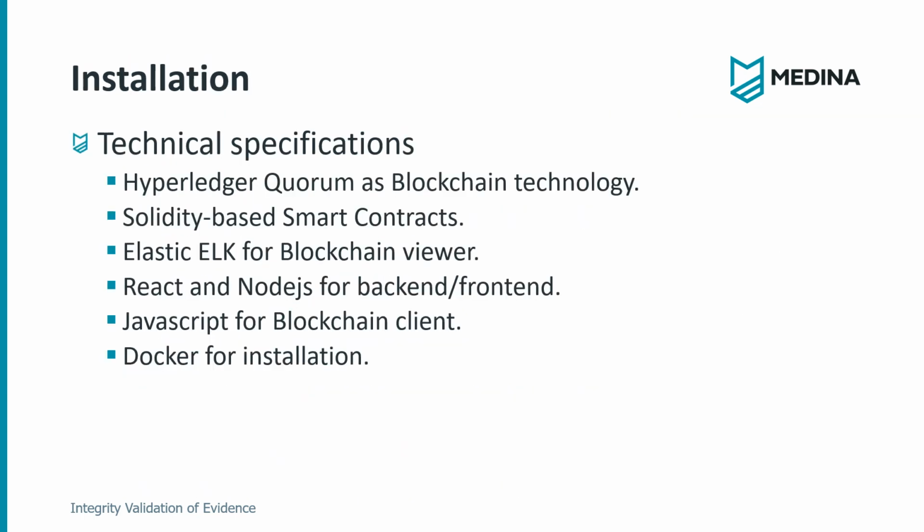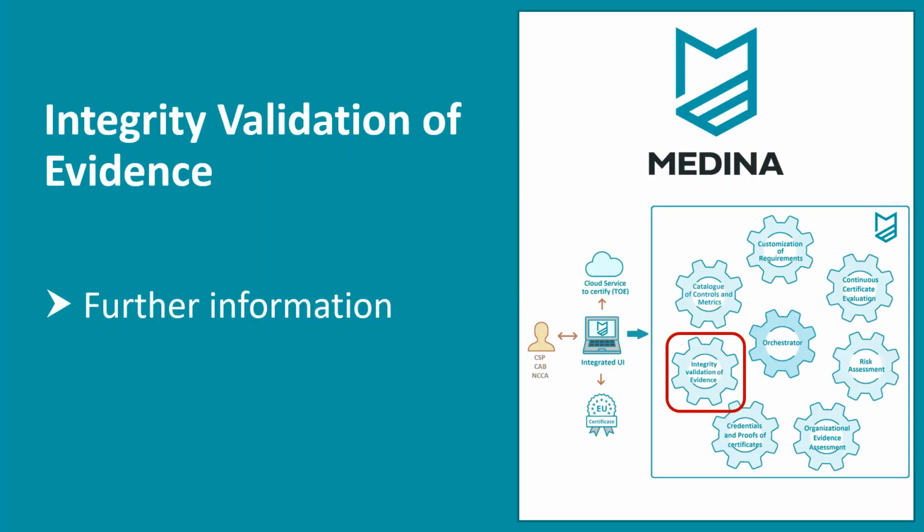Here you can see a list of technologies that have been used within the MEDINA evidence trustworthiness system. Hyperledger Quorum is the selected blockchain technology. The smart contracts have been developed in Solidity. The blockchain viewer is based on Elastic Technologies. The automatic verification service has been developed in React and Node, while the blockchain client has been developed in JavaScript. Finally, Docker has been considered for easy installation. This is all about the trustworthiness system.